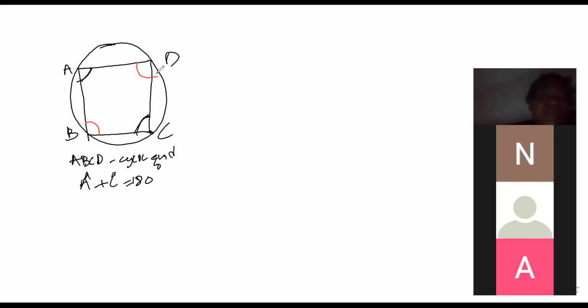These are also their supplementary angles. So also B plus D will be 180 degrees. Okay. So that's that one.